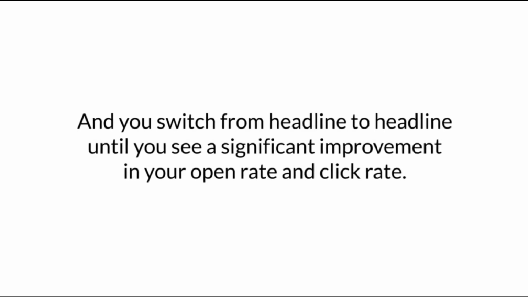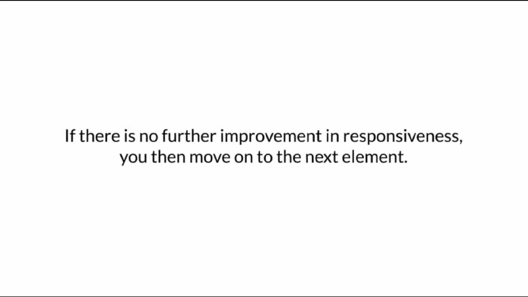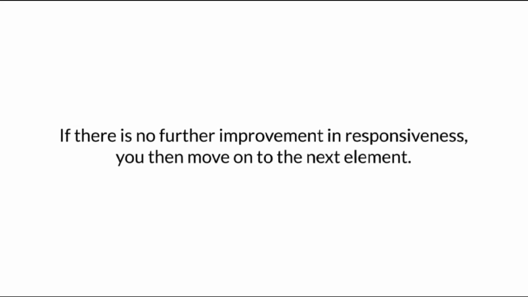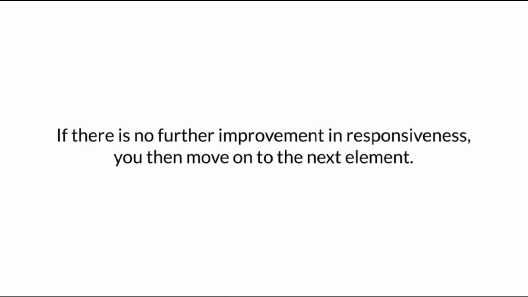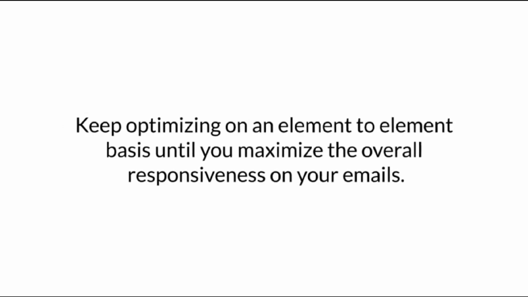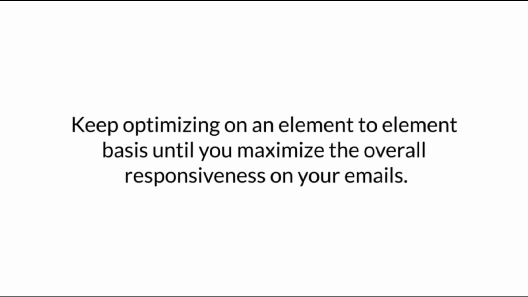Once you see an improvement, make small variations of that headline and test again to see if you can get more improvements. If there is no further improvement in responsiveness, you then move on to the next element. In this case, you can change the type of content, and from there, move on to content action and content length. Keep optimizing on an element-to-element basis until you maximize the overall responsiveness on your emails.